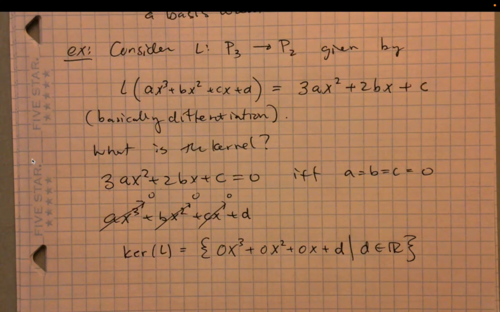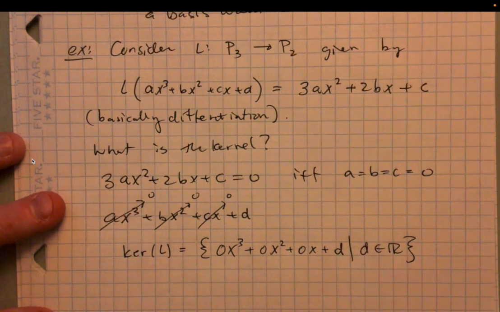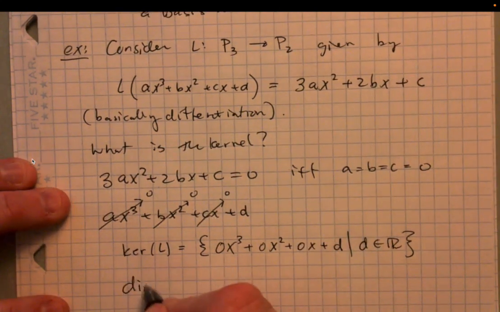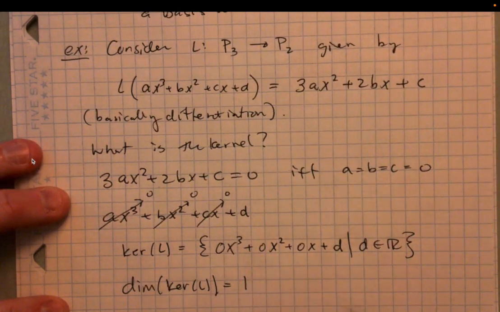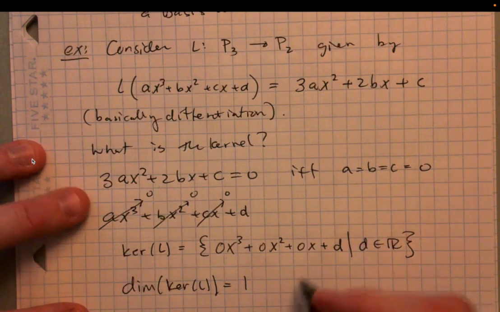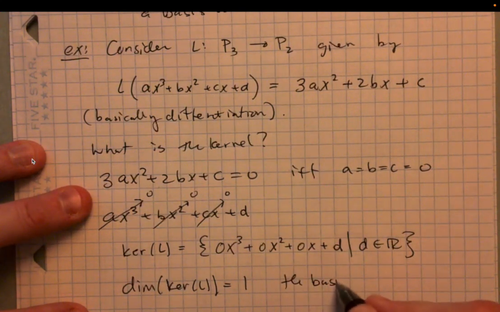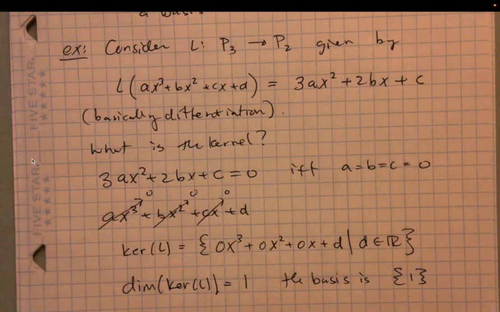Now what's the dimension of this? Well, this is just a one-dimensional vector space. The dimension of the kernel in this case is just 1. What's the basis? A basis is just 1. If you think about the standard basis, all we need is the constant term, and that's got one vector in it, so the dimension is 1.